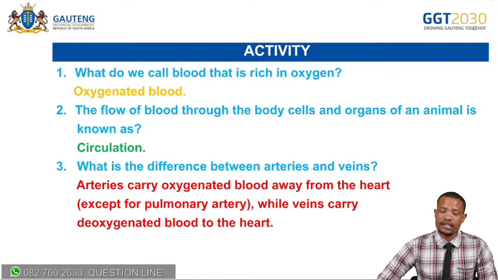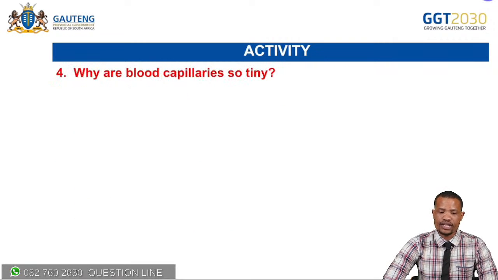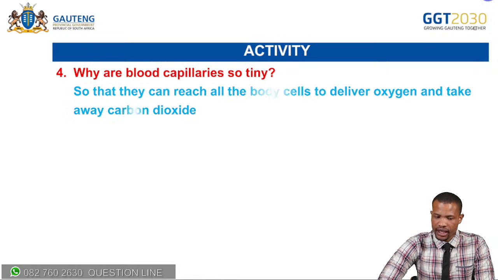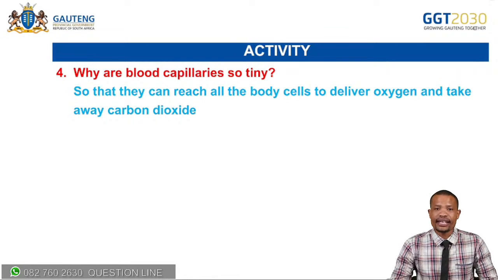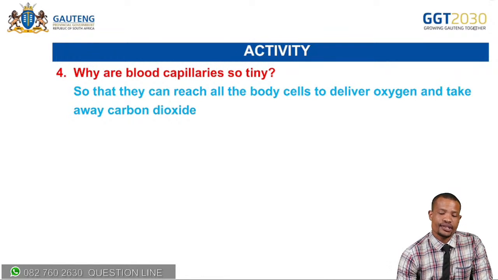What is the difference between arteries and veins? Arteries carry oxygenated blood away from the heart, except for the pulmonary artery, while veins carry deoxygenated blood to the heart, except for the pulmonary vein. Okay. Let's continue. The last question. Why are blood capillaries so tiny? Yes, that's correct. That is so that they can reach all the body cells, and cells are very tiny, to deliver oxygen and take away carbon dioxide.